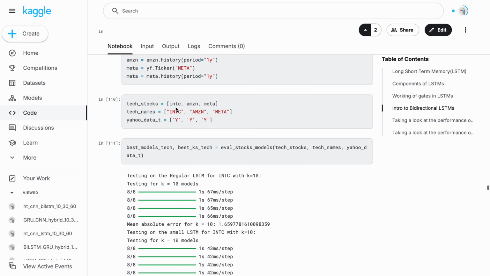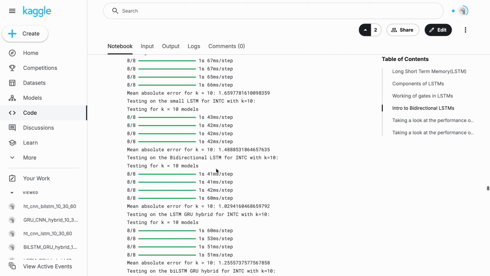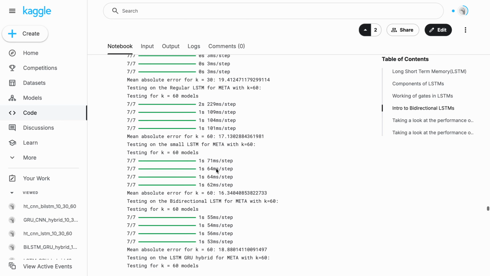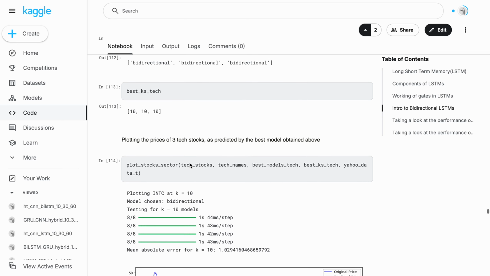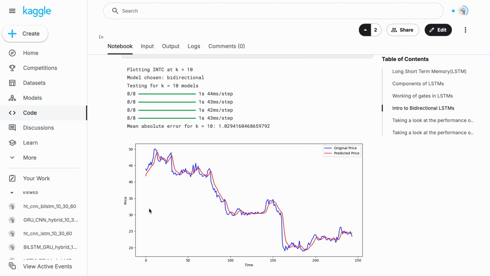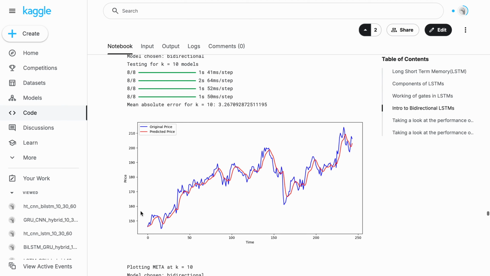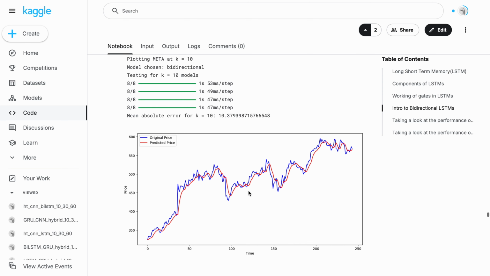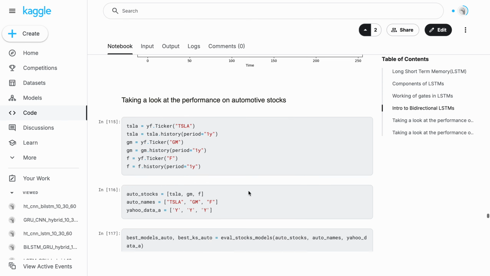So now I've got some tech stocks, Intel, Amazon, and Meta, and here the performance is quite similar. Once again we have bidirectional as the best model and value of k as 10, and the predictions are again quite similar. This one has a particularly high error because there is actually a decline in the stock in the long run, about 3% error because of that. This one again has a similar error of 2% or so. I'm using the bidirectional model to predict for all of them.